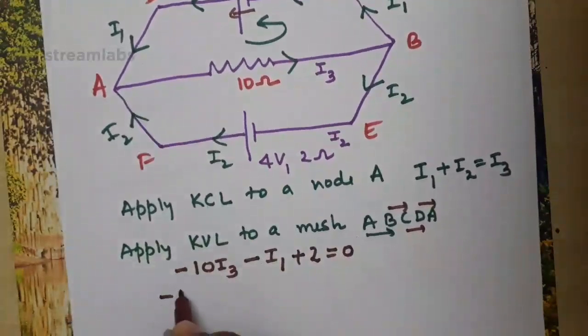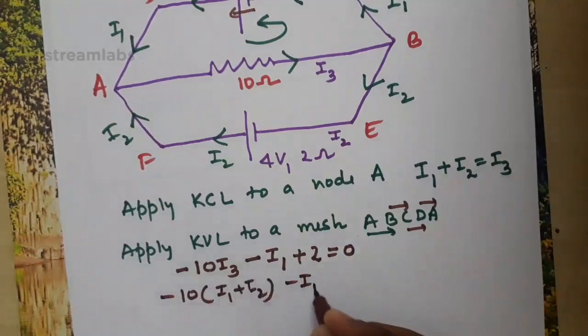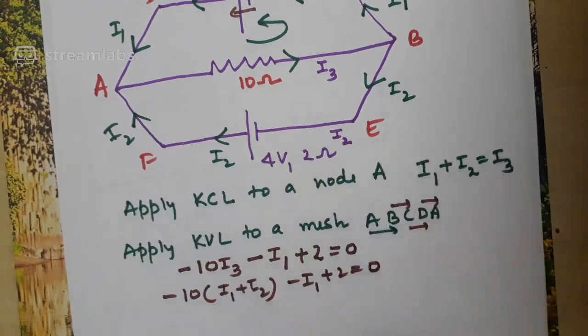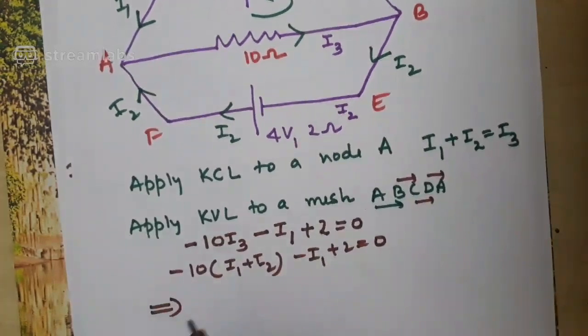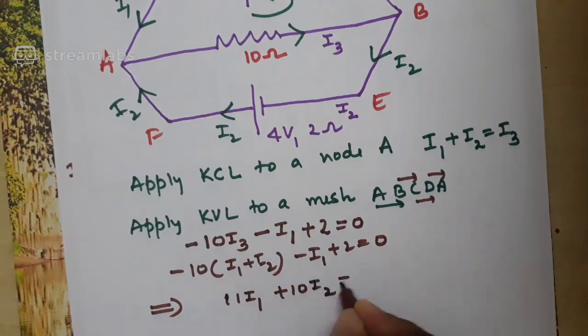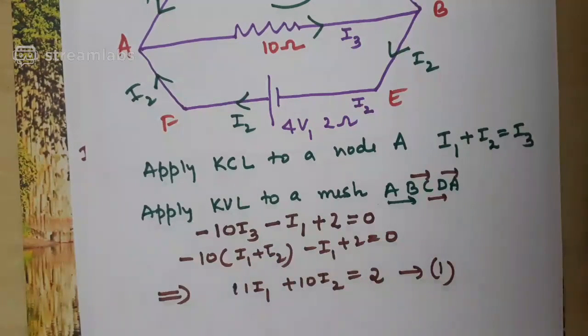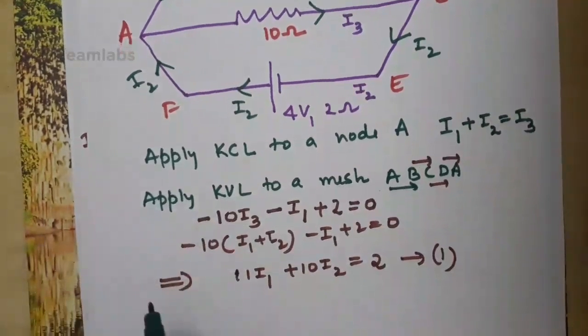So now this 10 I3 can be written as I1 plus I2, that is again minus I1 plus 2 is equal to 0, correct? Which implies if I simplify, don't you think I will get it as 11 I1 plus 10 I2 is equal to 2. Okay, now next step, of course you find the previous method is the easiest one, but you should know this method also.